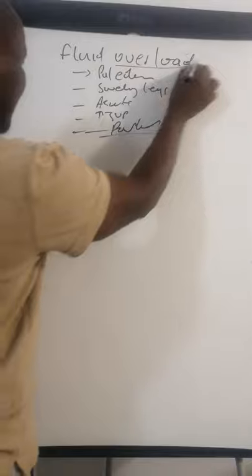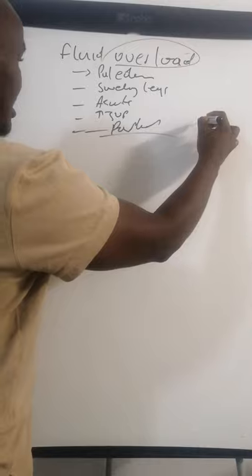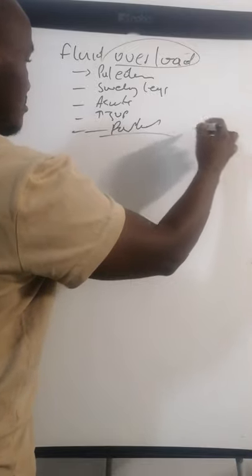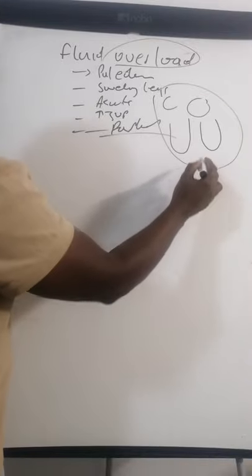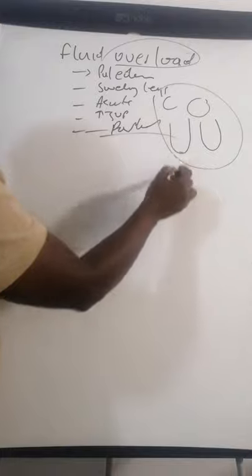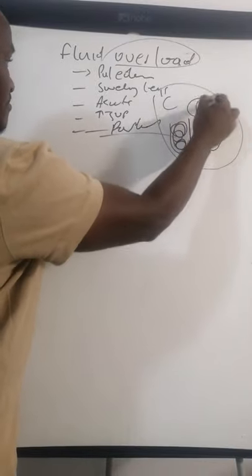You've got a patient that is fluid overloaded. That's your heart failure. And when you've got fluid overload, the more fluid you have in your ventricles, these muscles, they hypertrophy and become bigger because of the pressure that is here, because you've got too much fluid here.